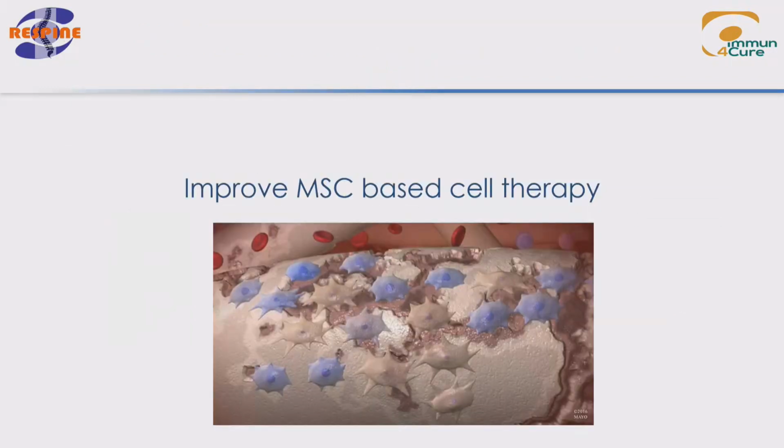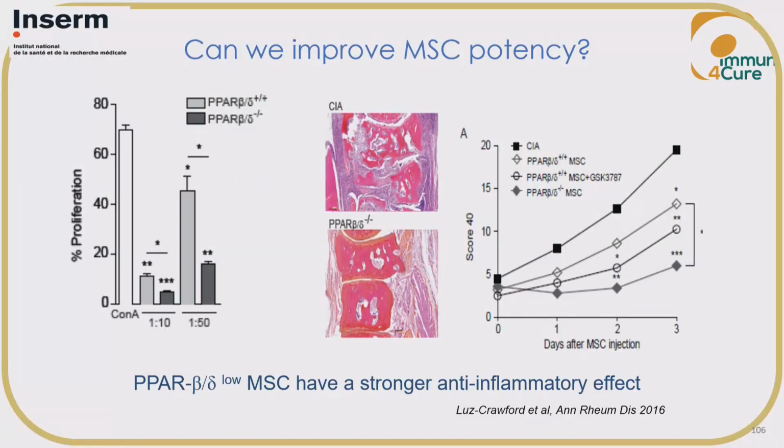However, there is clearly a need to improve the biological effect of these cell products, and one of the ways to improve is to impact the genetic program of the cells, and we can do that with inhibitors of PPAR gamma. This is one example of how you can do that. When you do that, you improve not only the immunosuppressive effect, but also in vivo, and you are improving the potential of this cell product.